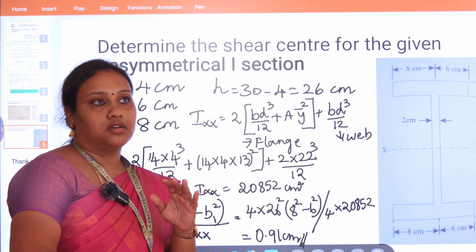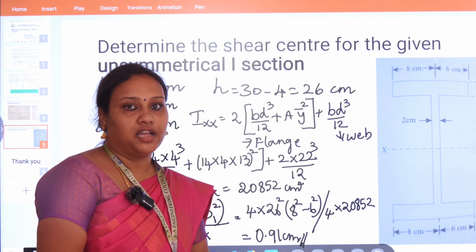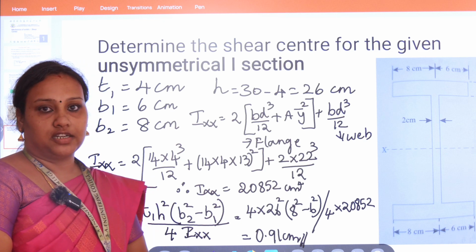Mostly channel section and non-symmetrical I section will be asked. With this, we will conclude the shear center topic.